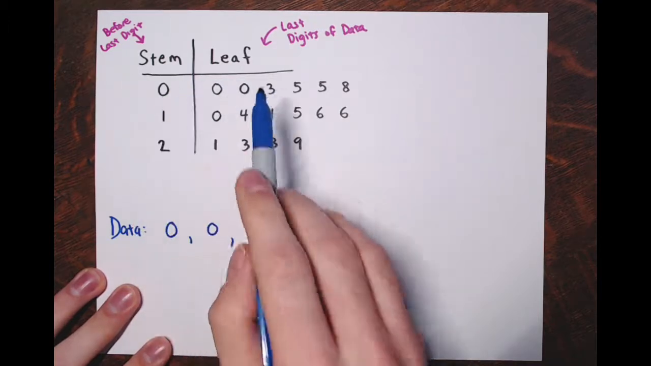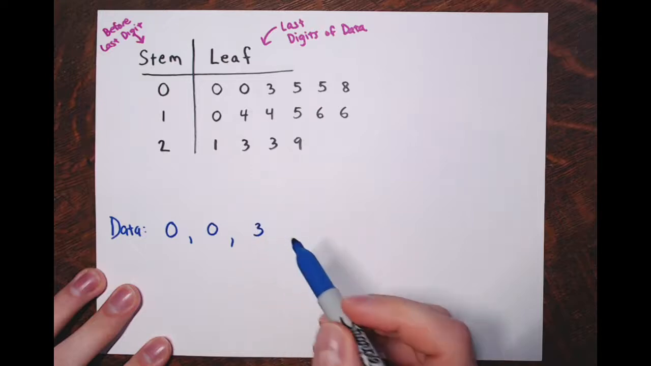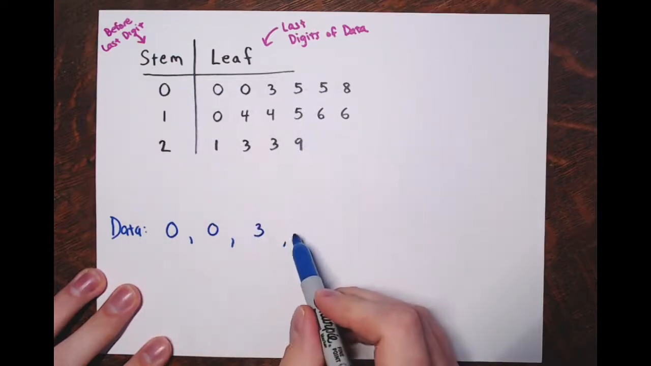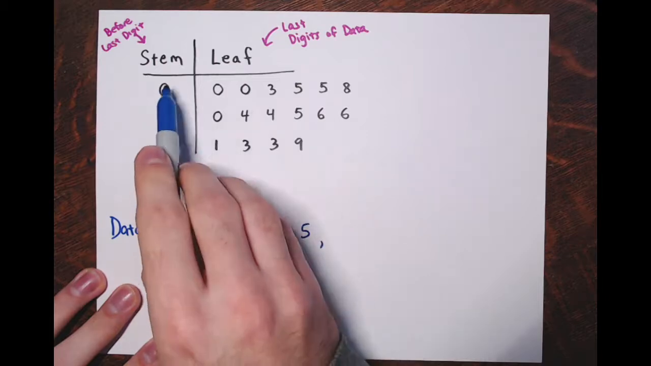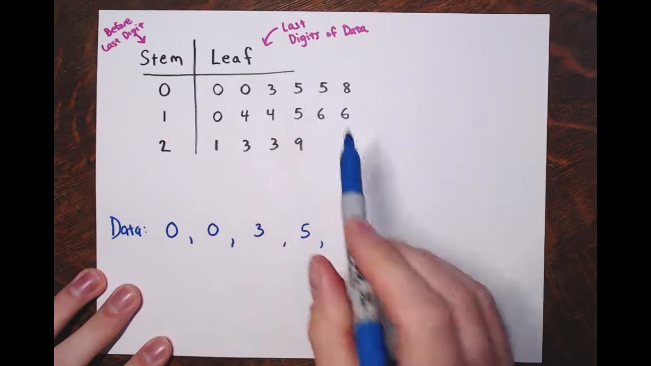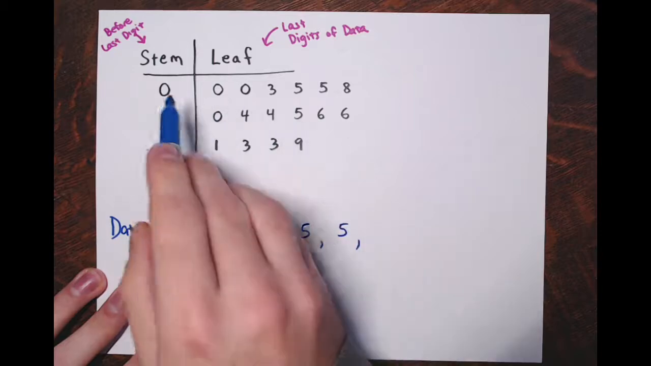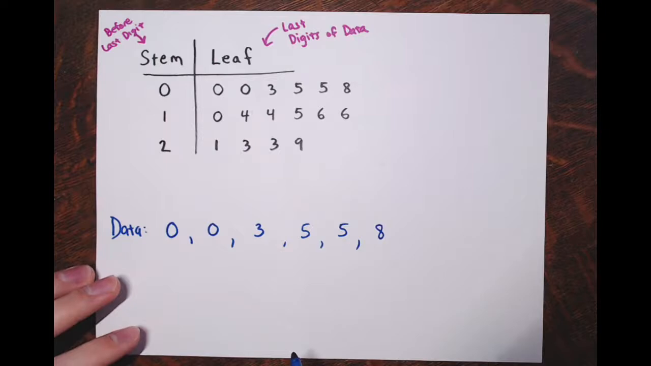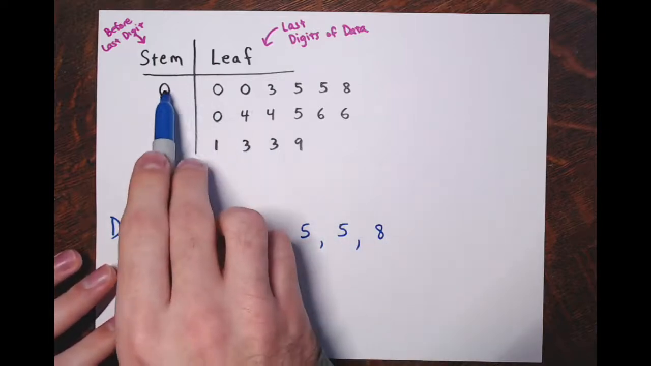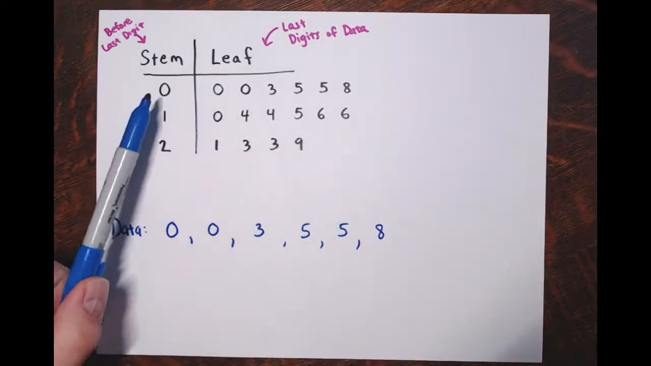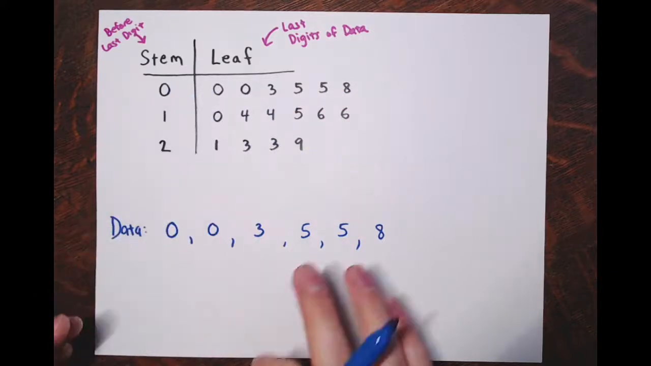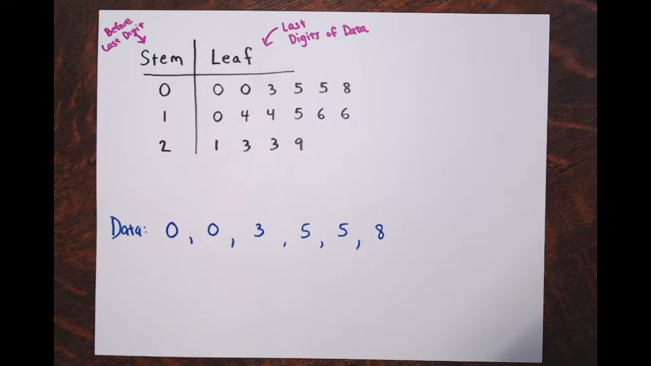A 0, 3, meaning 3 is in the data set. A 0, 5, meaning 5 is in the data set. Another 0, 5, right? 0, 5. And 0, 8. So 8 is in the data set. Alright, so that's what this first row is telling me, that the values 0, 0, 3, 5, 8, 5, and 8 are in the original set of data before this graph was made, this stem and leaf plot.